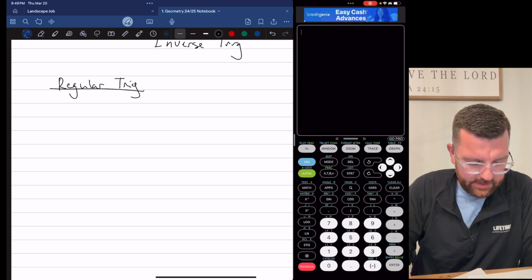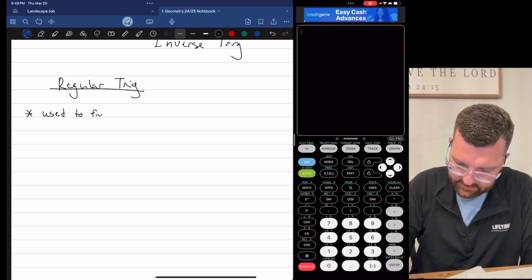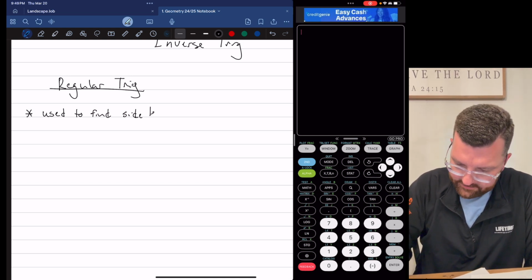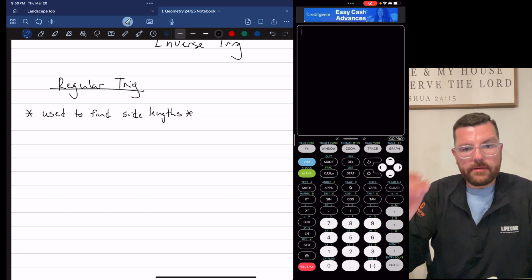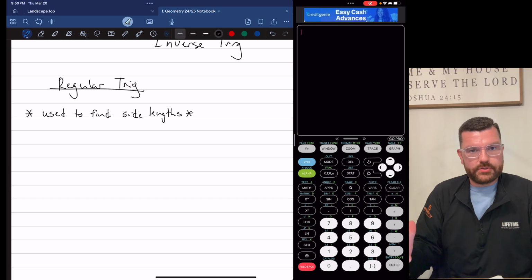Regular trig is used, a little note here, used to find side lengths. Okay, so everything we just learned is used to find the length of a side of a triangle.